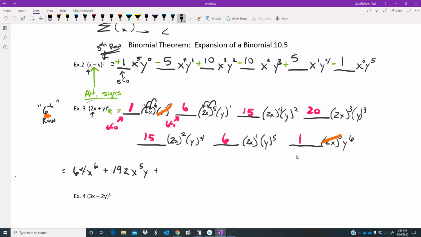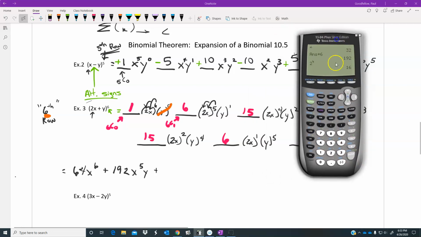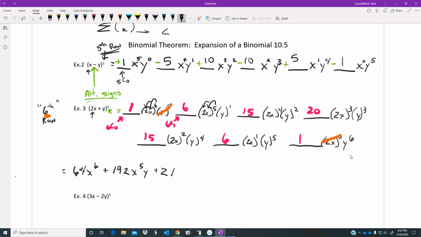Okay, so next guy. Ooh, what do I got there? 2 to the fourth. And 2 to the 4th is, oh man, I've got to do that one. 2 to the 4th power is 16, and then that 16 is going to be multiplied by 15, and I'm going to get an answer of 240. 240x to the 4th, y to the 2nd, and that takes care of them.